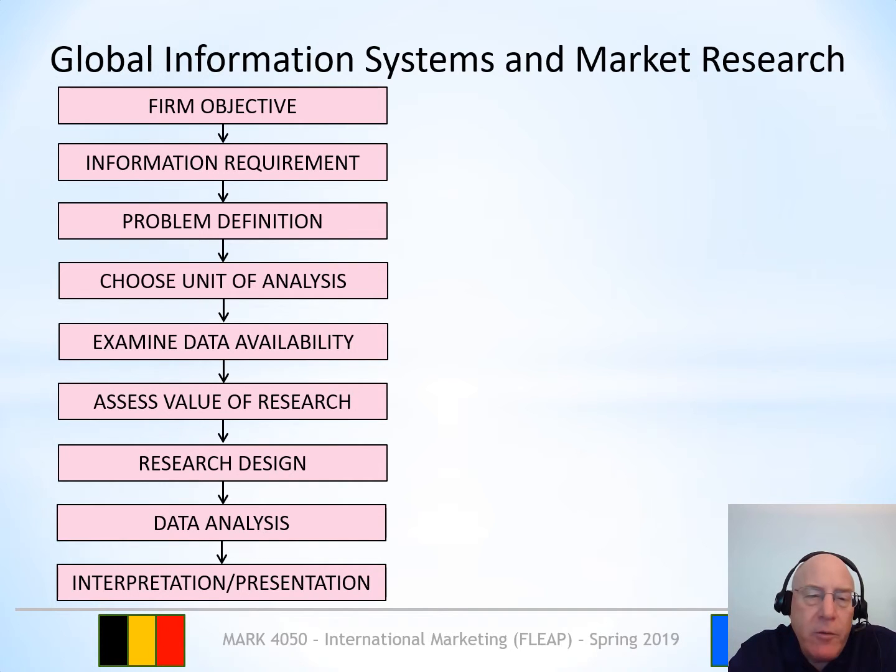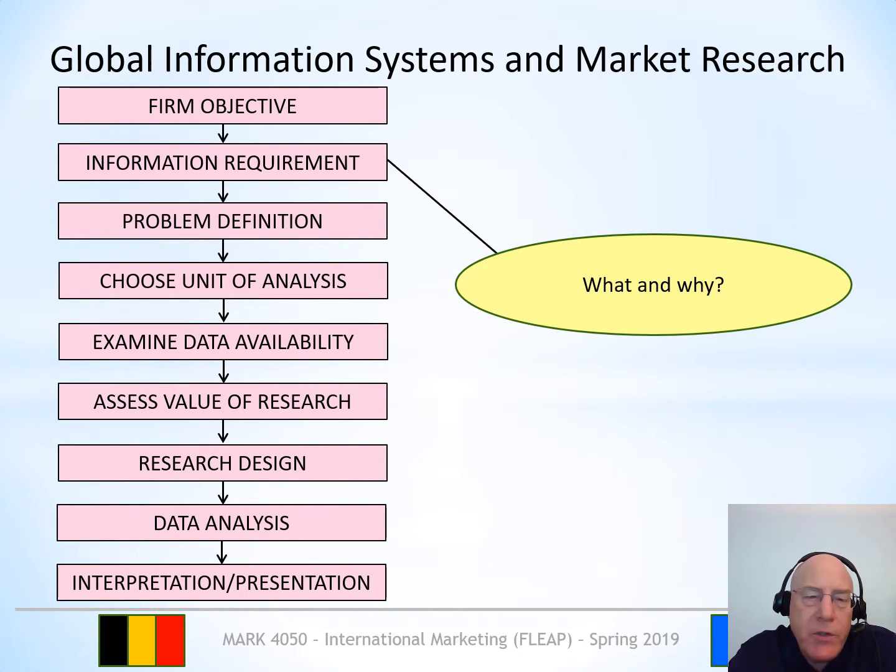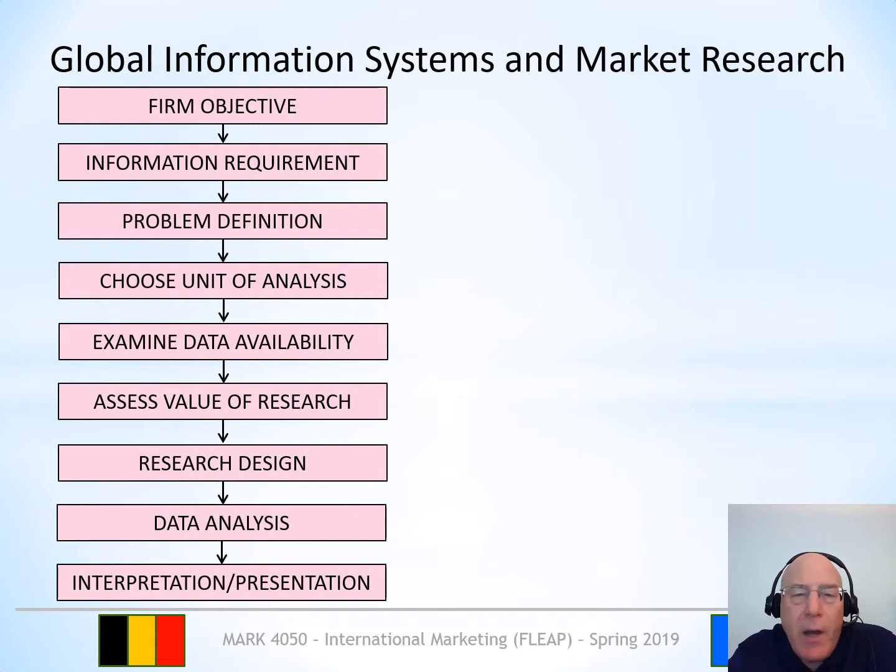Then we want to look at the information requirement. What is it that we are going to try to do, and why are we doing it? Again, that dovetails very nicely with the firm objective, because this is going to tell us what type of research information we need, and can also give us a chance to pause and decide whether or not we can actually find that information in the cultural situation we're going to find ourselves doing the research.